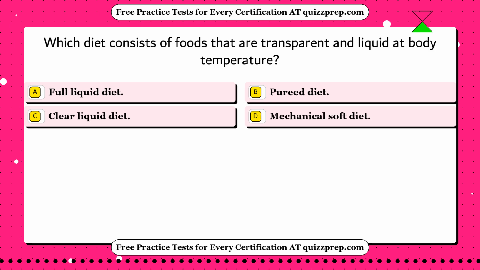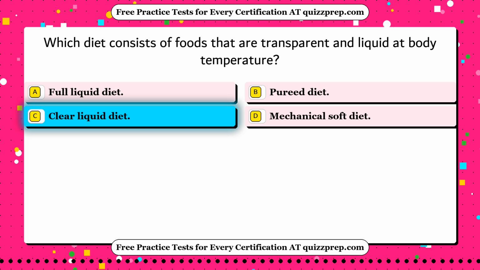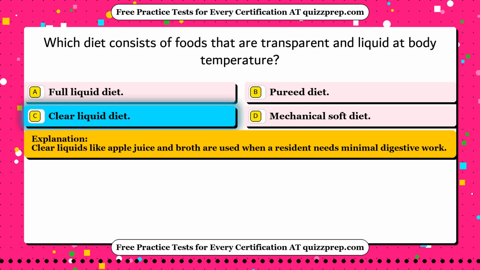Question 57. Which diet consists of foods that are transparent and liquid at body temperature? Option A, full liquid diet. Option B, pureed diet. Option C, clear liquid diet. Option D, mechanical soft diet. The correct answer is option C, clear liquid diet. Clear liquids like apple juice and broth are used when a resident needs minimal digestive work.